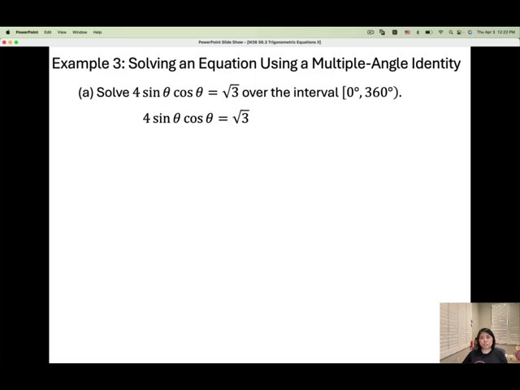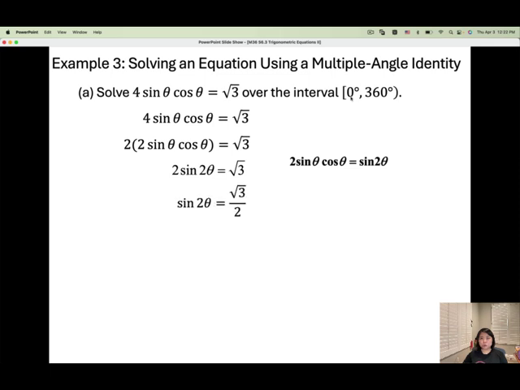Okay, example 3. Solving an equation using a multi-angle identity. We have 4 sine theta cosine theta equals root 3, and theta will be in the interval from 0 to 360. Okay, this one, do you guys still remember the formula? I could break down the 4, so I have 2 times 2 sine theta cosine theta. What is 2 sine theta cosine theta equal to? That will be sine 2 theta. Okay, and then we're going to divide by 2 on both sides.